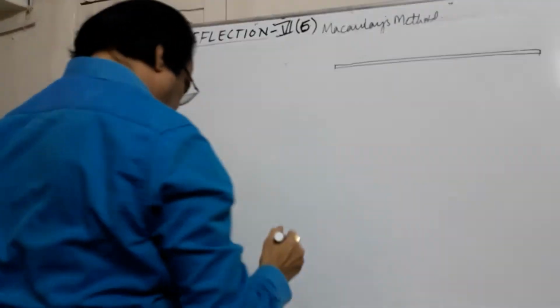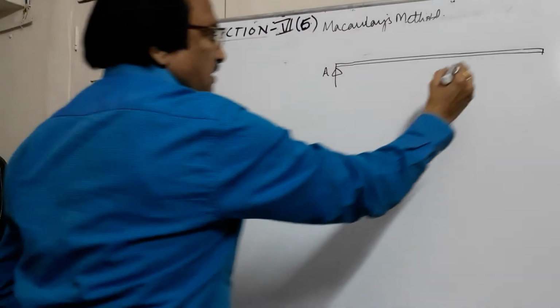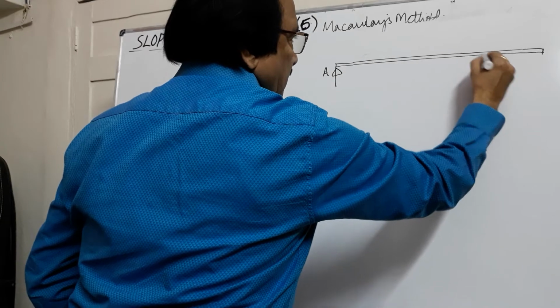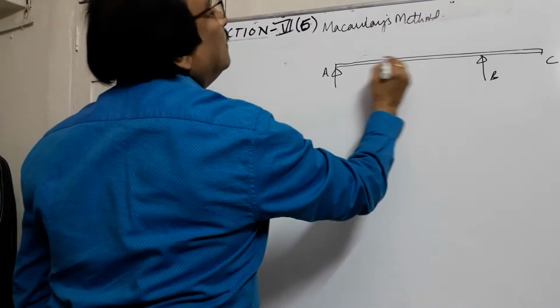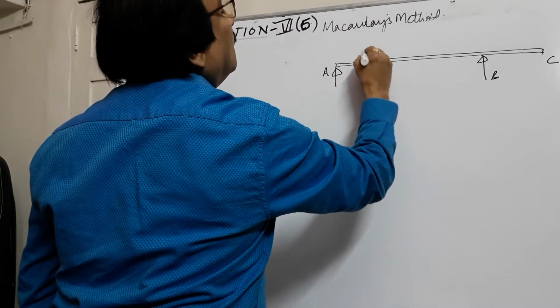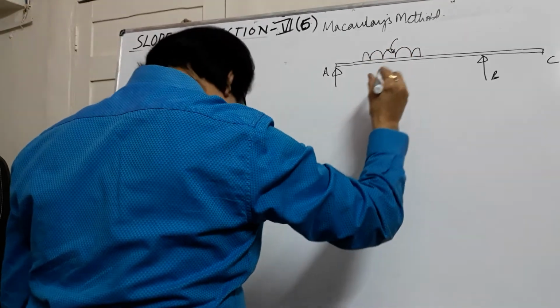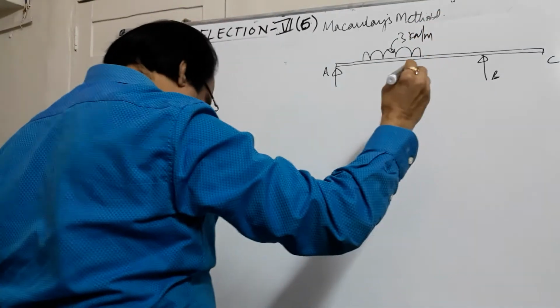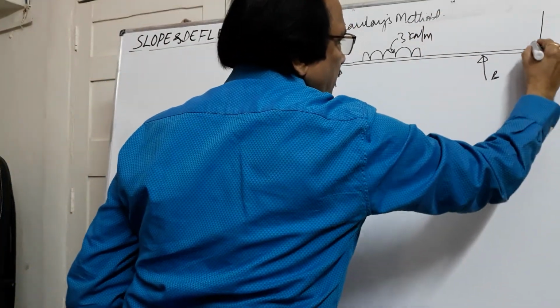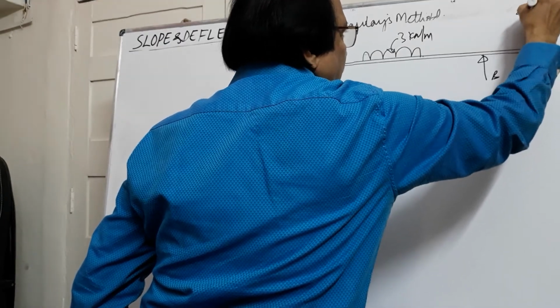Suppose this is our beam. It is simply supported at A, and simply supported at B. This is an overhanging beam A, B, C. It is carrying a UDL of intensity 3 kilonewton per meter, and also a concentrated load at the free end whose magnitude is 4 kilonewton.